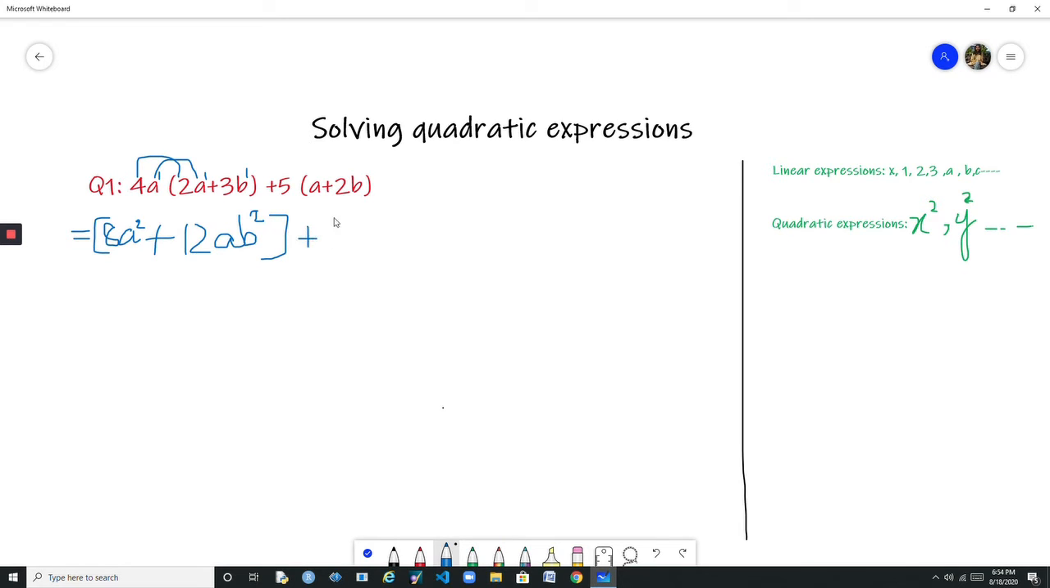Plus 5a, because there is no a, so no powers would be added, plus 2 into... 10b. So here we have the answer of this expression.